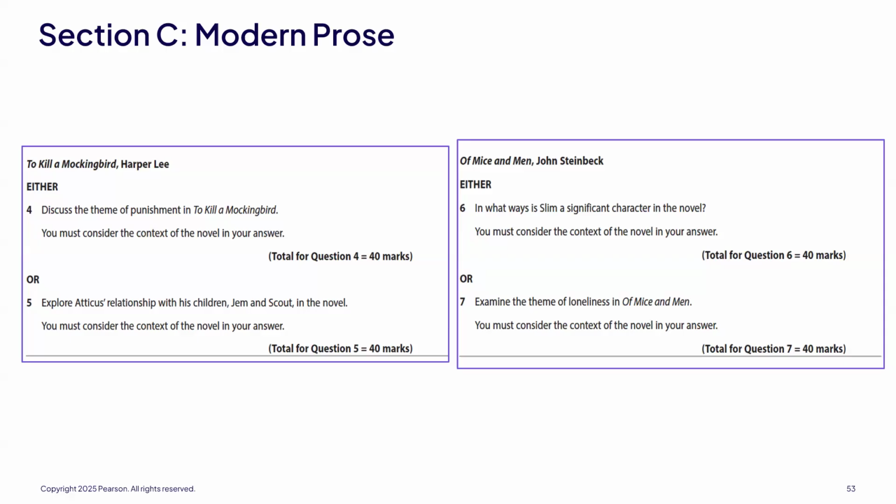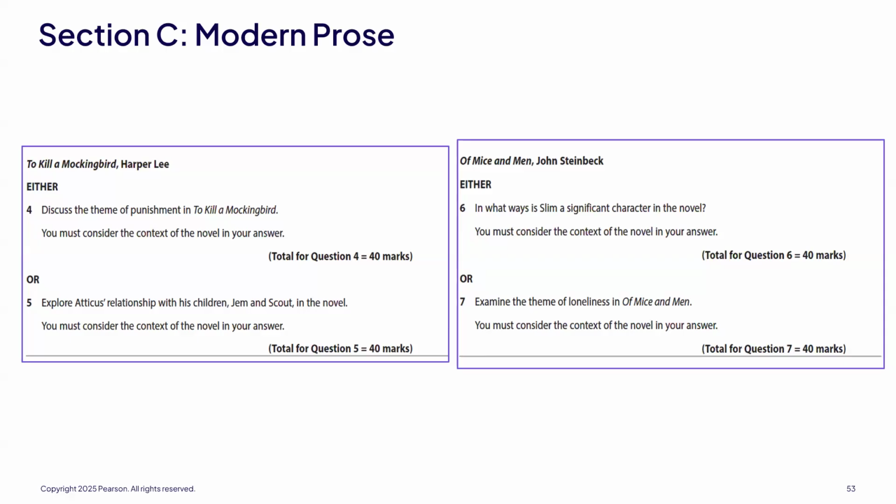Or they could have chosen: explore Atticus's relationship with his children, Jem and Scout, in the novel. And again, the signposting to context. Or the questions for Of Mice and Men, these were the linear questions: in what ways is Slim a significant character, or the theme of loneliness? And we'll put those two in today because they are perhaps the most popular texts for the modern prose question.